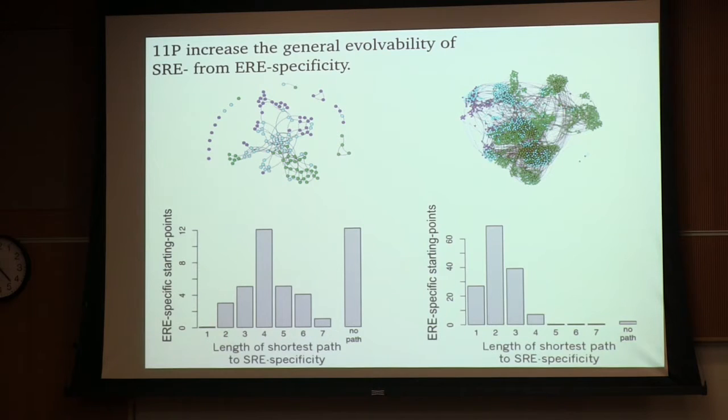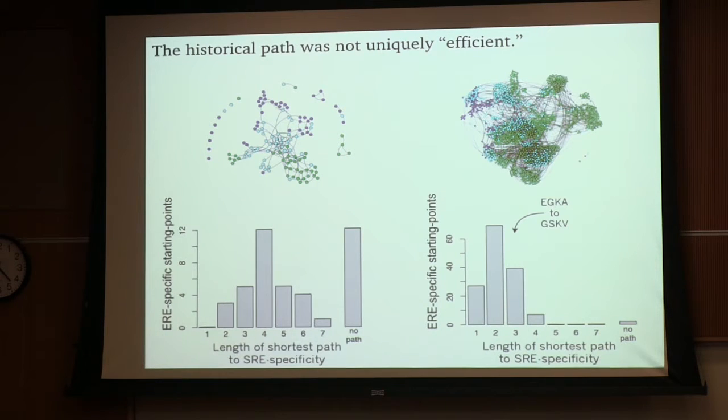When you include the permissives, now there are only two ERE-specific starting points that can't get to an SRE, and the mean path length is only two. So the permissives increase the evolvability of this function from ERE specificity. The historical path was not uniquely short. It took three steps. There are many pathways within this network that involve one or two steps. So this was not the easiest way to evolve it.